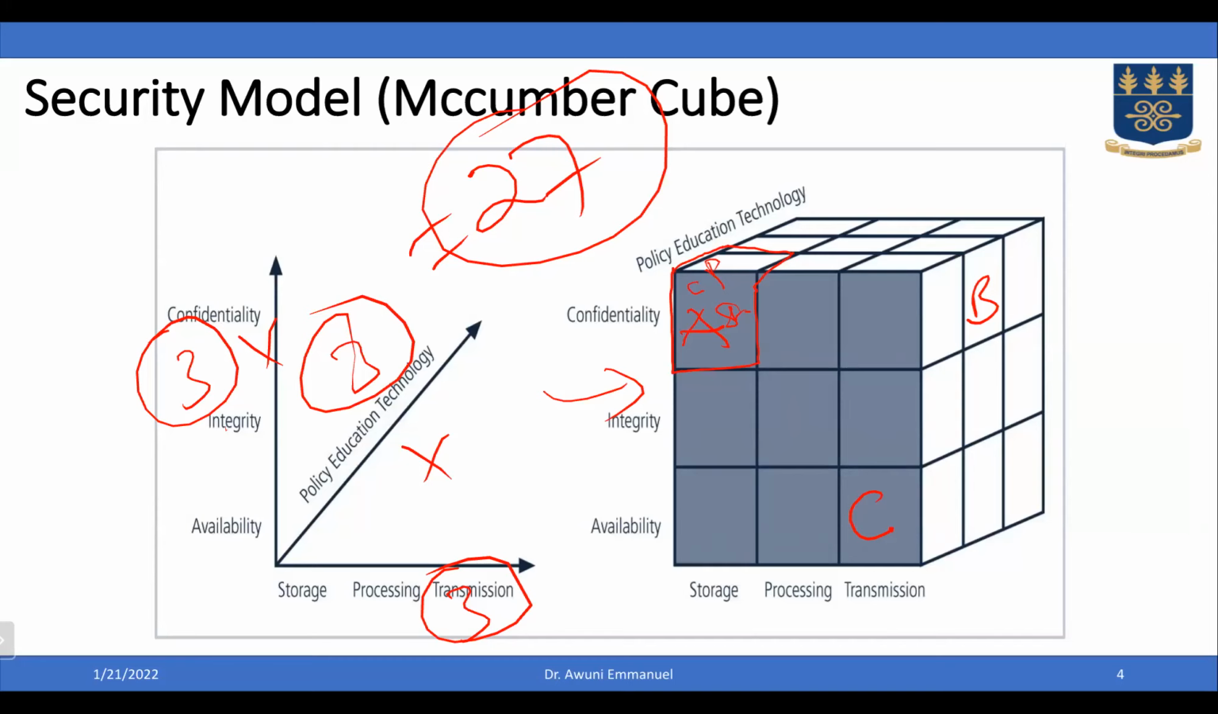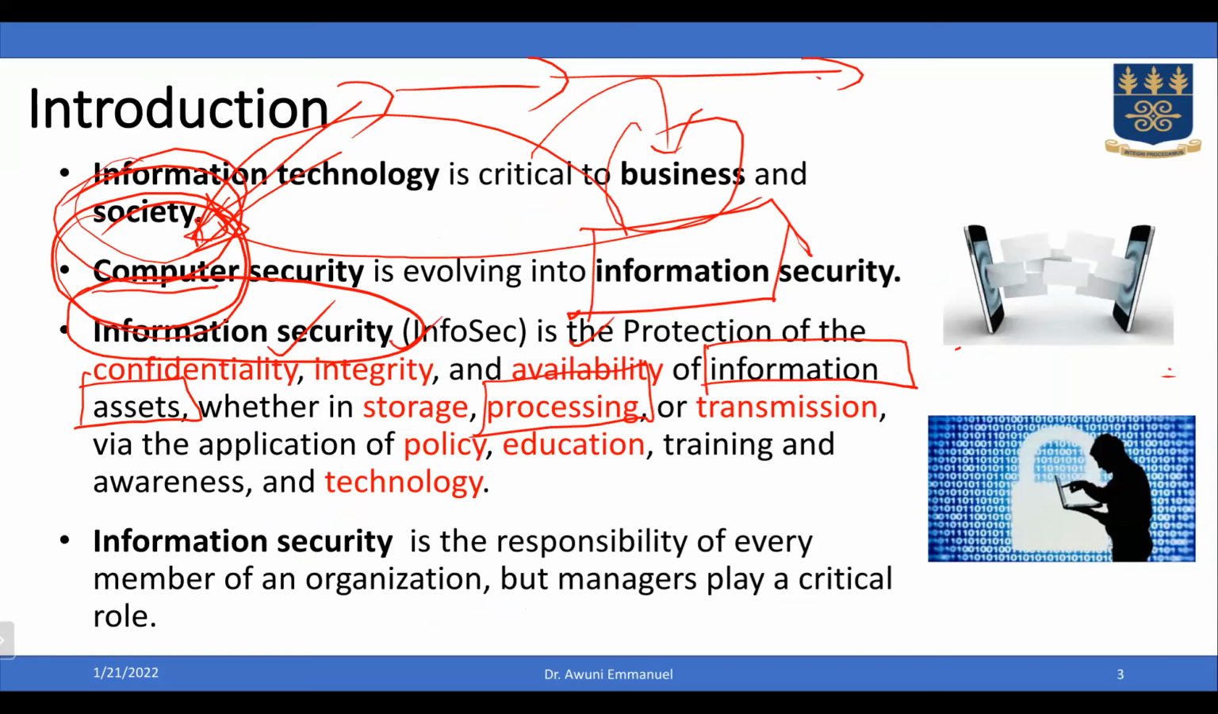I'm going to repeat the explanation again. So look at the definition. I said information security is the protection of the confidentiality, integrity, and availability of information assets, whether in storage, processing, or transmission, via the application of policy, education, training, awareness, and technology. Since we are talking about the three dimensions, we focus on policy, education, because education also encompasses training and awareness, and also technology.